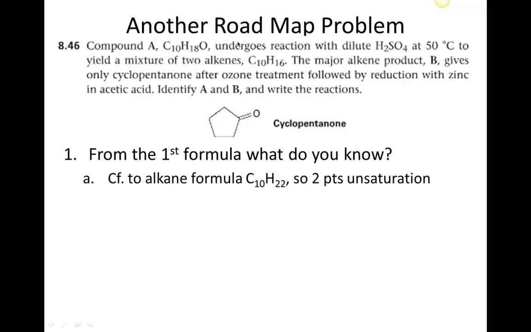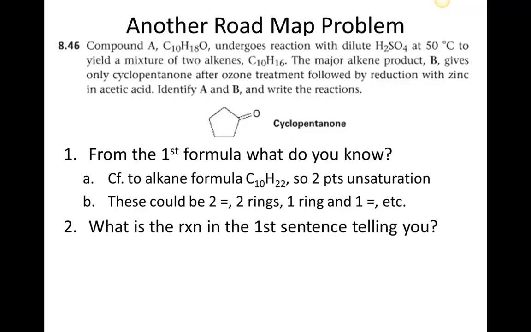All right, so now we keep reading. It says it undergoes reaction with dilute sulfuric acid at 50 degrees to give 2 alkenes. So we need to figure out, that tells us that this was an alcohol. This may look a little bit familiar to some of you. We know that these points of unsaturation could have been various things, so we need more information to know for sure.